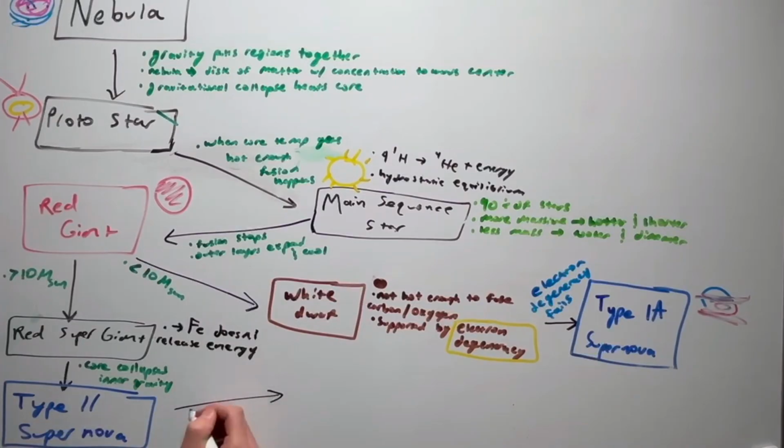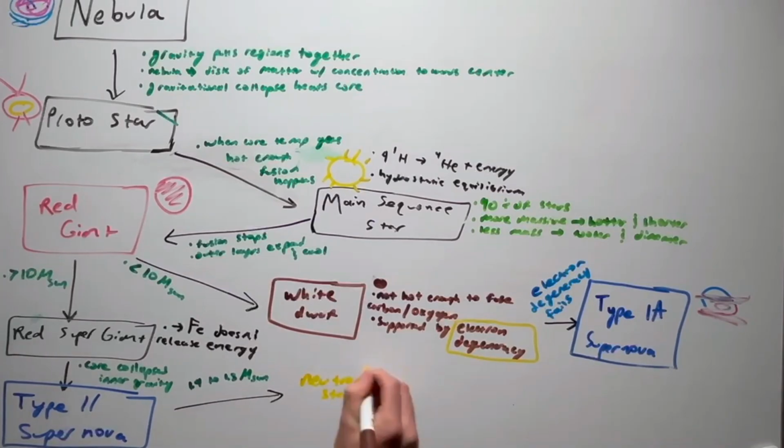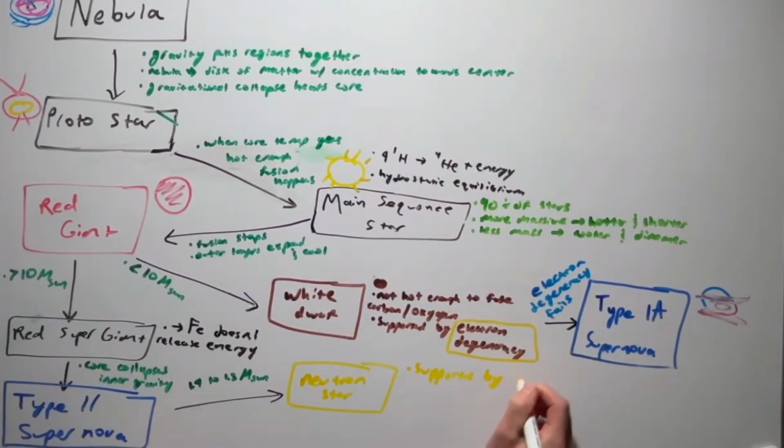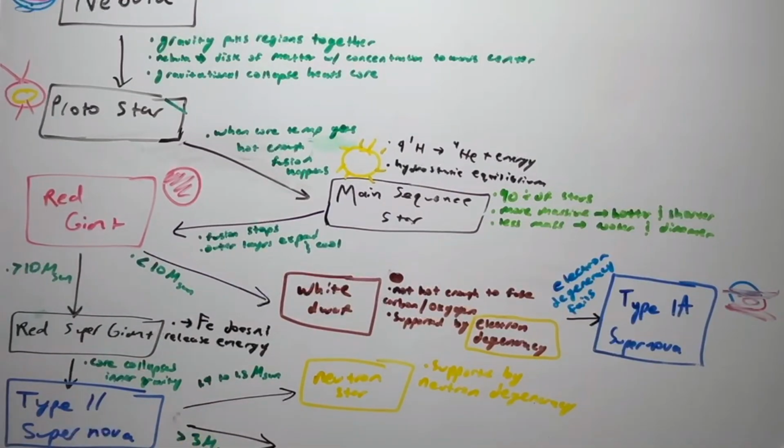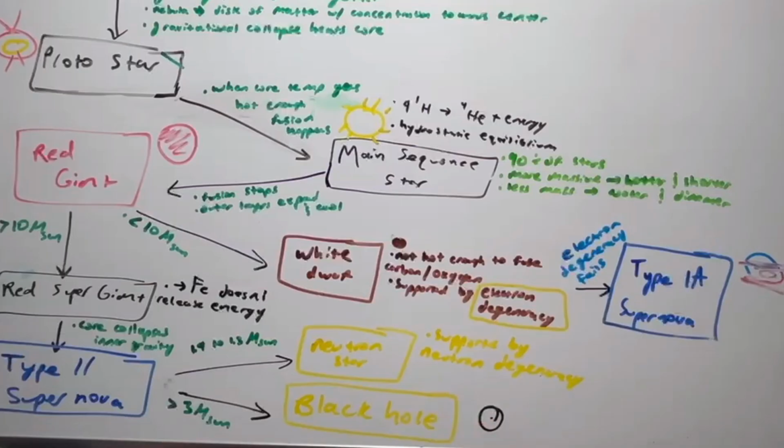If the core is between 1.4 and 3 solar masses, it becomes a neutron star, supported by neutron degeneracy pressure. This is very similar to the electron degeneracy pressure, except it's with neutrons instead of electrons. If it exceeds about 3 solar masses, then gravity overwhelms all resistance, forming a black hole.